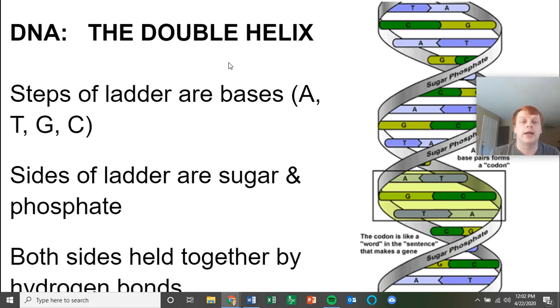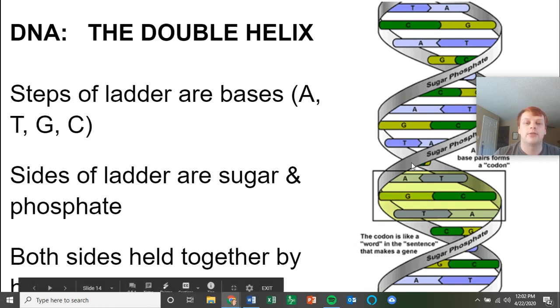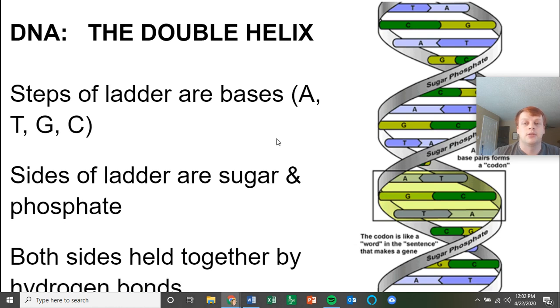Now, if we're looking at DNA, it has a couple of key parts. The bases right here are the steps of that ladder right here. So G, C, A, T form the steps through the center. The sides, or the railing, if we're using this ladder metaphor, are made of sugars and phosphates. And then both of the sides are held together through hydrogen bonds. So the bases bond using hydrogen bonds, which we learned about in Unit 1.